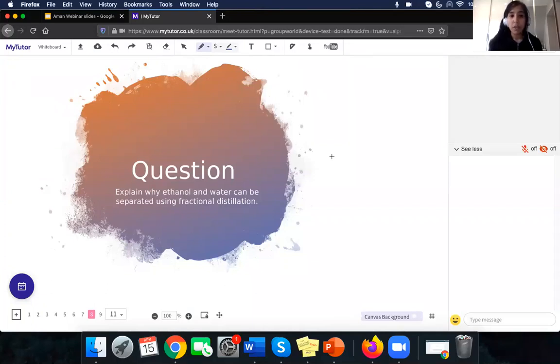Okay, so here's our first question then. Explain why ethanol and water can be separated using fractional distillation. So right back to the beginning of today, what did we cover? Why can they be separated?